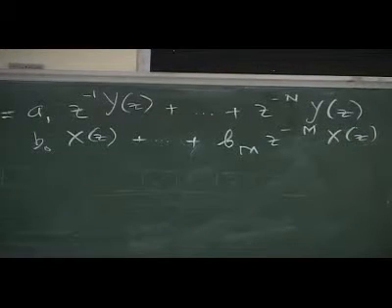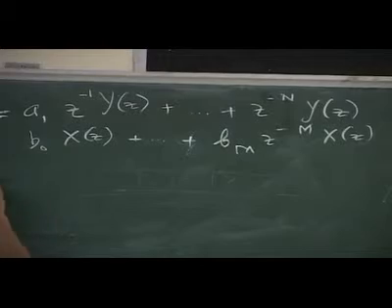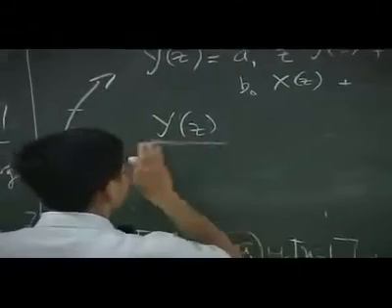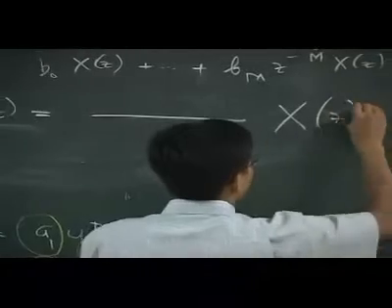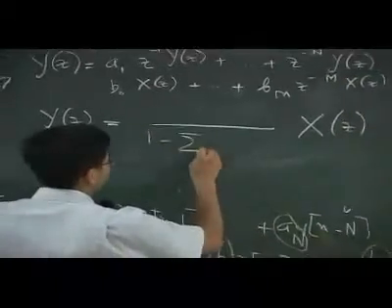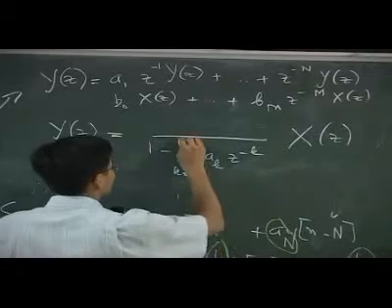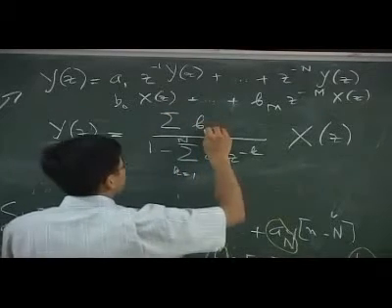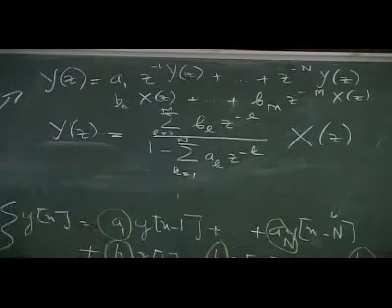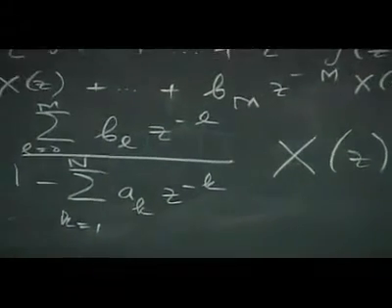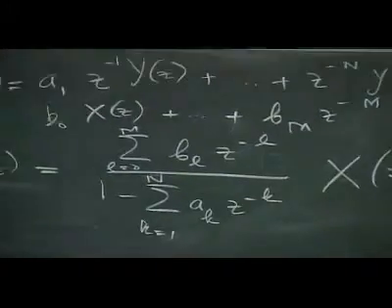And I can mash this thing together, and I can write Y of Z over X of Z simply equal to something multiplied with X of Z, and that is just the summation of B L Z minus L, with L from 0 to M, over 1 minus the summation of A K Z minus K, K from 1 to N. So you see now the input and output relationship of this simple difference equation can be represented in this very simple form.